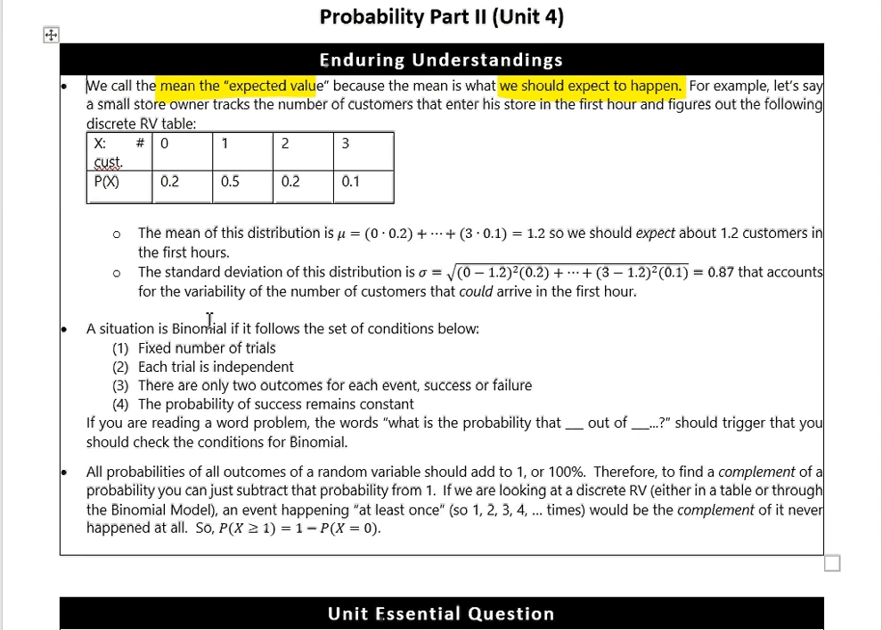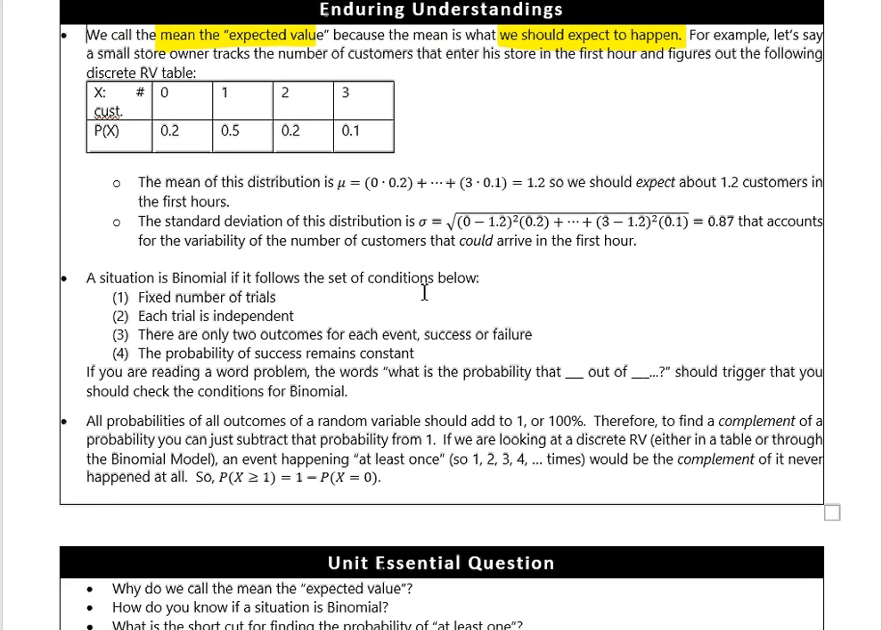The next thing is, a situation is binomial if it follows the set of conditions below. The number of trials is fixed. Each trial needs to be independent. There can only be 2 outcomes. That's where the "bi" comes from. And the probability of success remains constant. So you have to check all of those conditions before running a binomial anything.